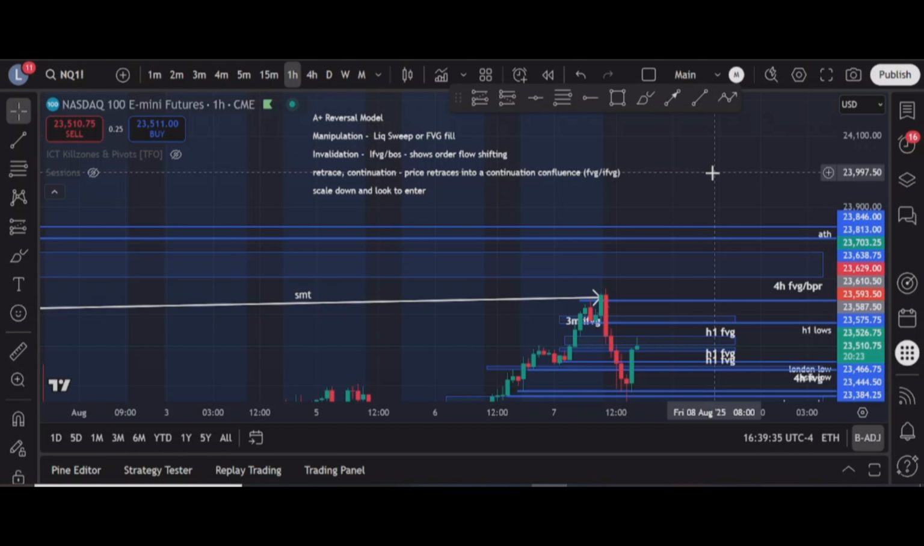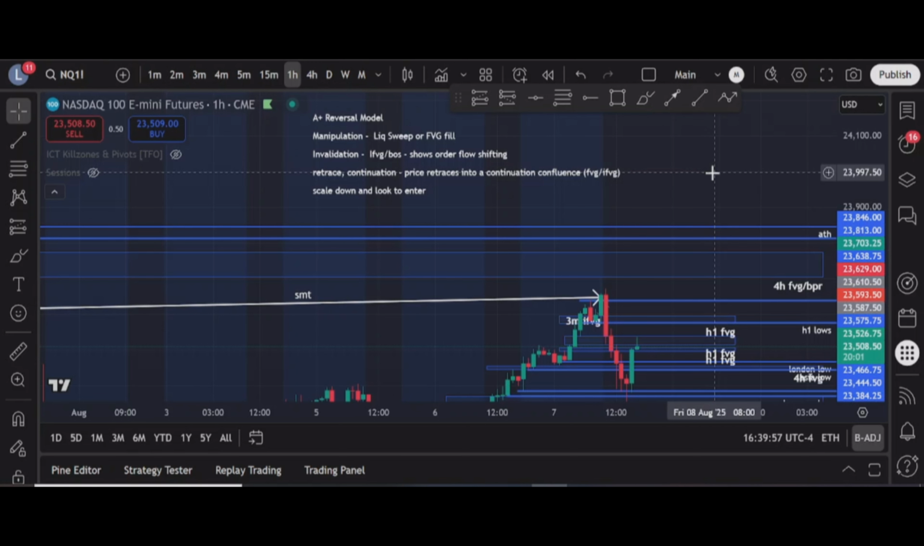So for example, if we sweep a high, you're going to want to see a sweep and a move lower. If you sweep a low, you're going to want to see a sweep and a move back up. The next step is going to be invalidation. That's invalidating the opposing order flow, from an inverted fair value gap or a break of structure, and this is going to show the order flow shifting.